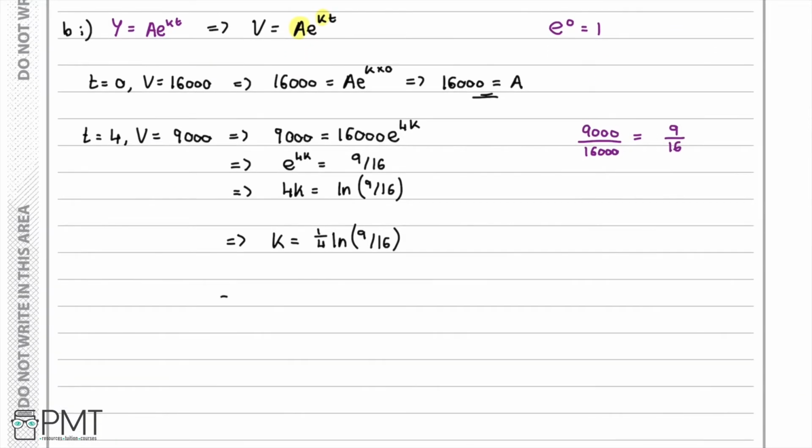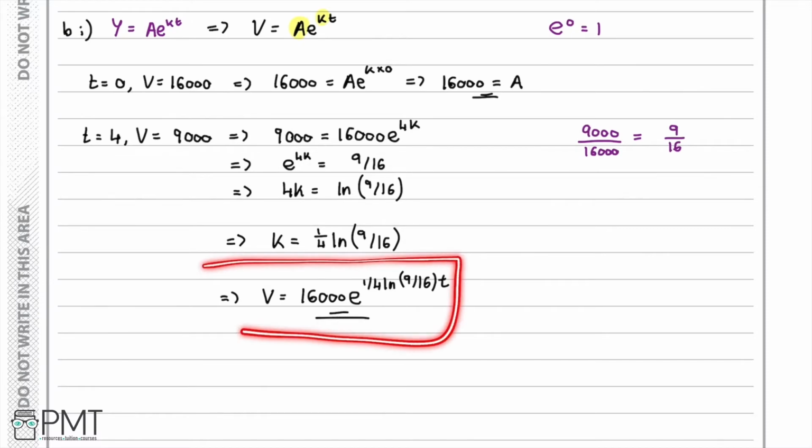So v is going to be equal to 16,000, then e to the power of k, which is going to be 1 over 4 ln 9 over 16. Then we're going to multiply that by t. And there we have the equation of model B. V is equal to 16,000 e to the power of 1 over 4 ln 9 over 16 multiplied by t.